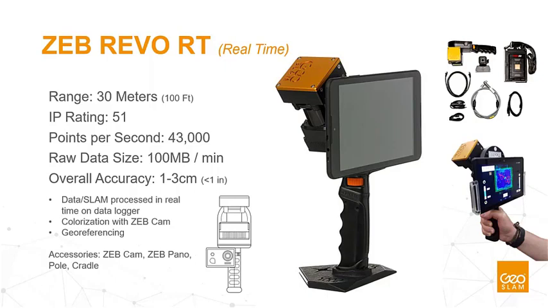So it's got all the same accessories as a Revo standard. So the only real notable difference in the specs of this system is that it's got a slightly lower IP rating. That's because the onboard processing on the data logger requires a little bit more ventilation than on our other systems.